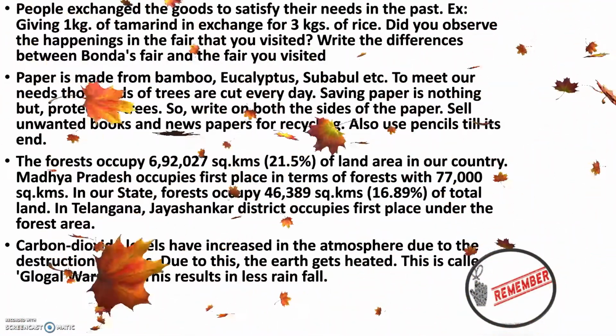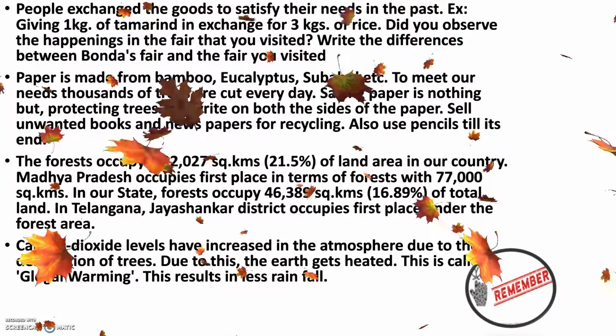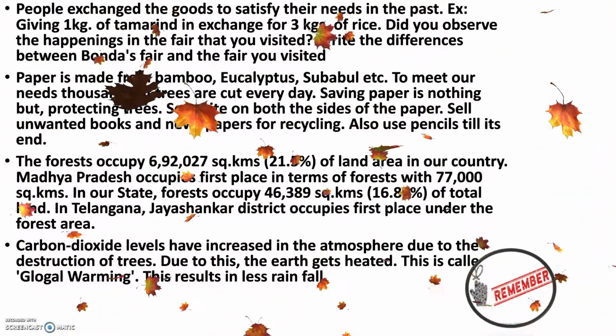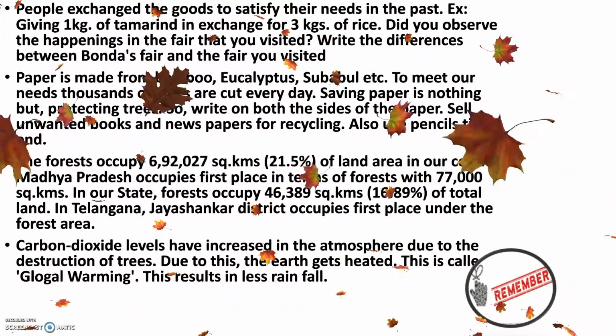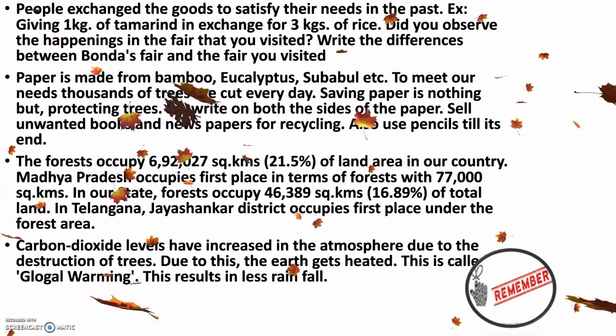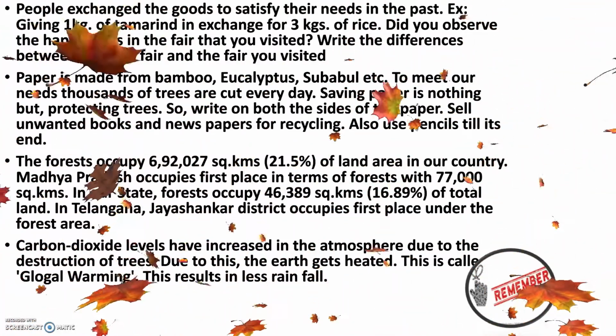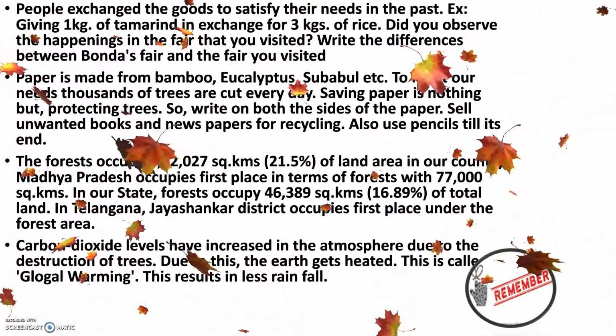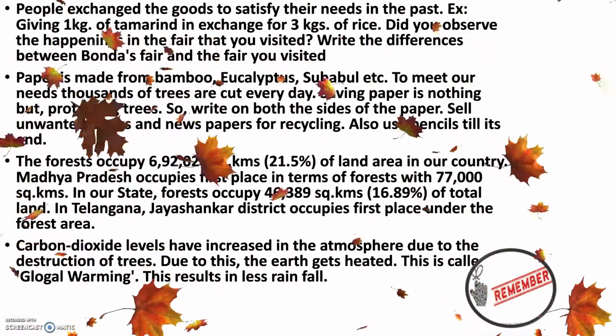My dear children, 5th class children, saving paper is nothing but protecting trees. So write on both sides of the papers. Sell unwanted books and newspapers for recycling. Okay, so that you can save your environment also.